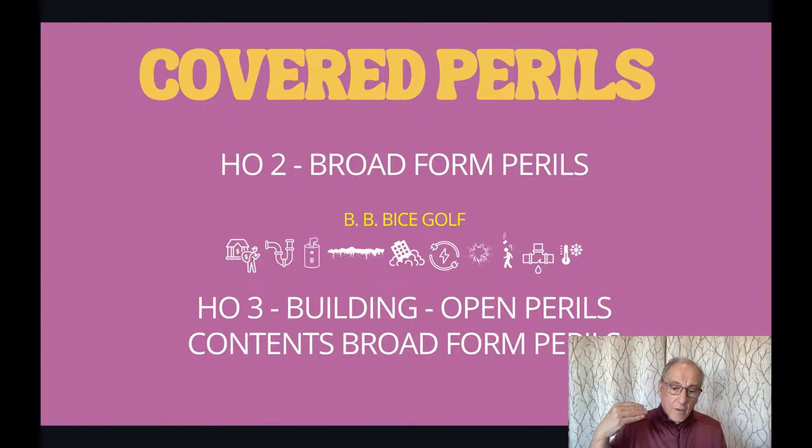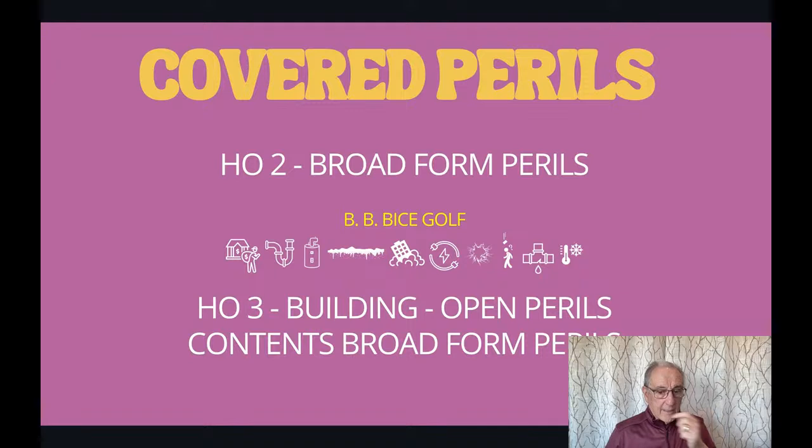You don't even have to talk about the dwelling because they're all replacement costs. There's no more actual cash value. The HO3 has open perils. Remember the DP3? All perils are covered. Contents are BB Bice Golf.